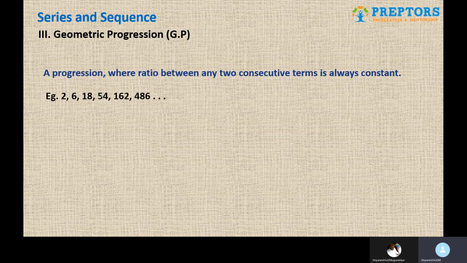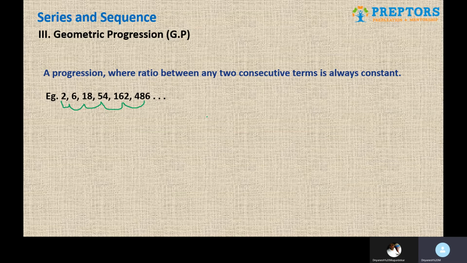So basically, the point is 486 upon 162 gives me 3, 162 upon 54 gives me 3, 54 upon 18 gives me 3, 18 upon 6 gives me 3, 6 upon 2 gives me 3. So the ratio between two consecutive terms is constant. This is called a GP, or geometric progression.